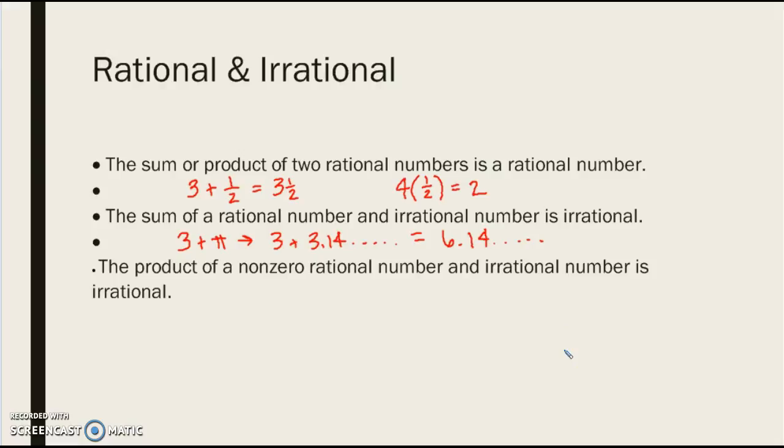And lastly, the product of a non-zero rational number and an irrational number is irrational. Just like before, the irrational part kind of messes it up. So if I were to do 2 times pi, 2 is rational, pi is irrational, that's going to give me 6.28 and so on, 3.14 times 2. So it's going to be irrational. Now non-zero, because 0 times anything is 0. So it's got to be a non-zero rational number in order for this to hold true.